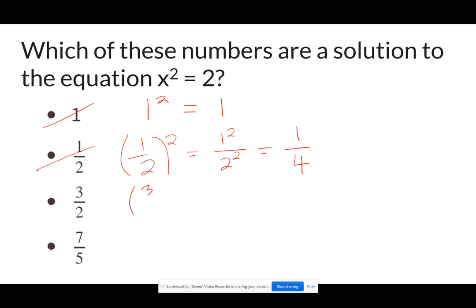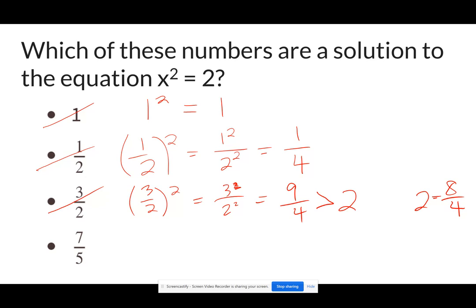Now, what about 3/2? 3/2 squared would be 3 squared over 2 squared, which would equal 9 over 4. So again, we know that 2 would be equal to 8 over 4. So 9 over 4 is close to 2, but it is actually a little bit bigger than 2. So this, again, is not a solution.